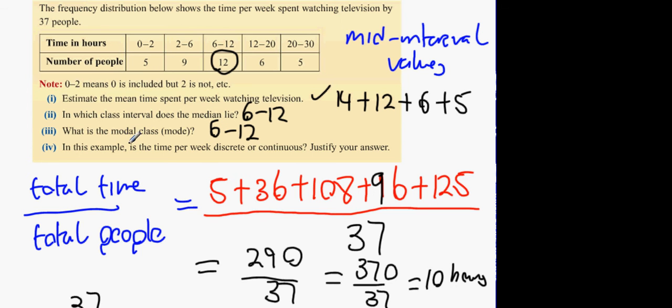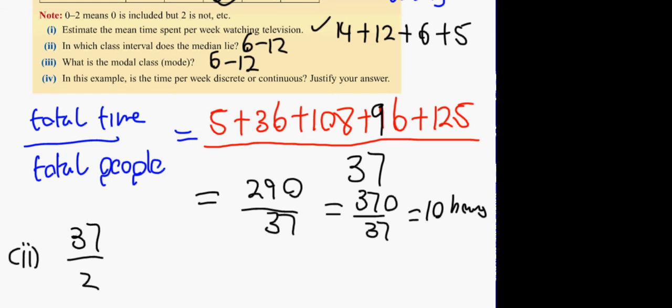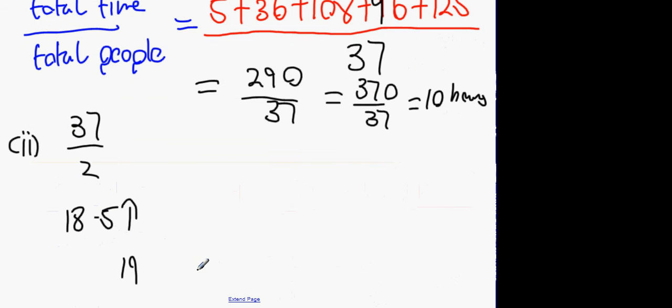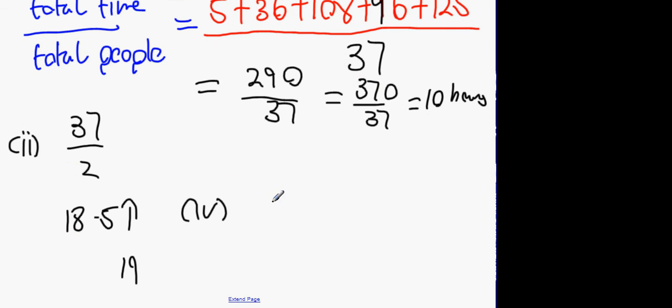In this example, is the time per week discrete or continuous? Justify your answer. Discrete values means that it's either 6 or 7. But in these ones, 6.5 gets you in the 6 to 12 region, so it's continuous data. So number 4 is going to be continuous data.